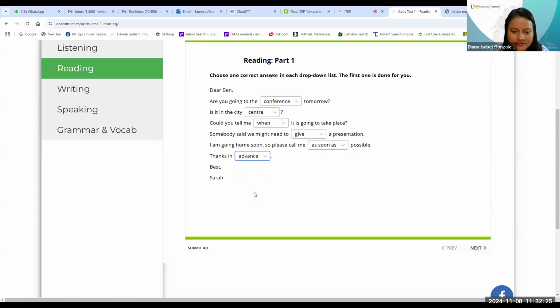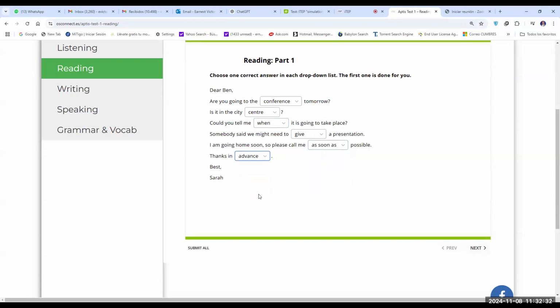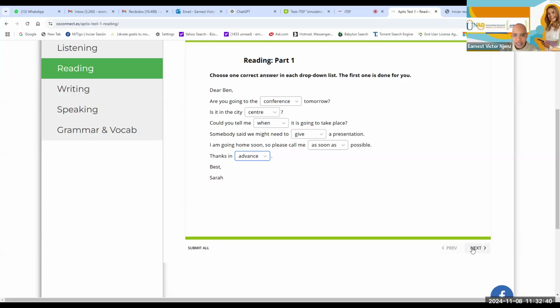Advance. And you get part one. That's already given part one. Imagine Aptis. To be honest with you, guys, Aptis is easier than Itep, to be honest, especially the general one.